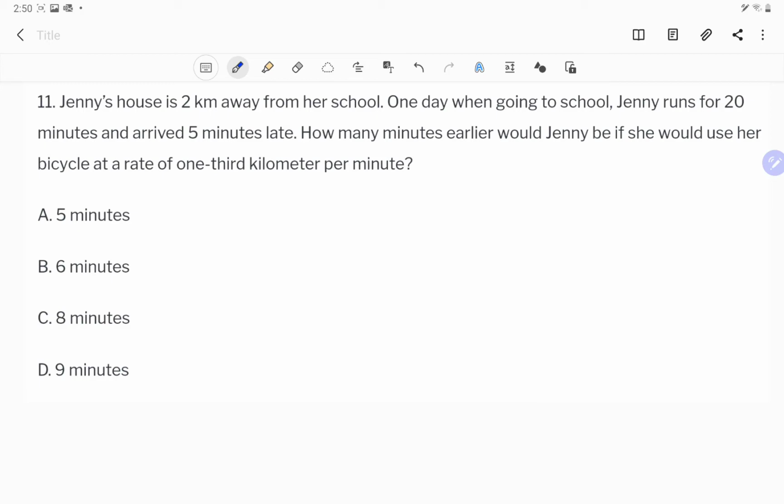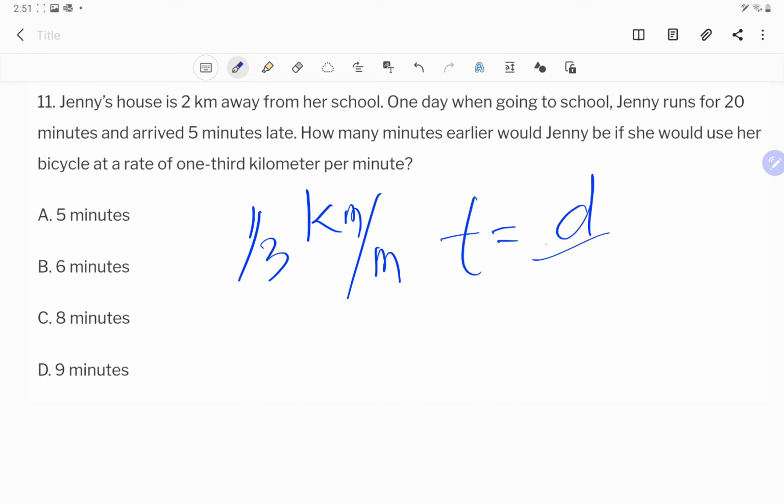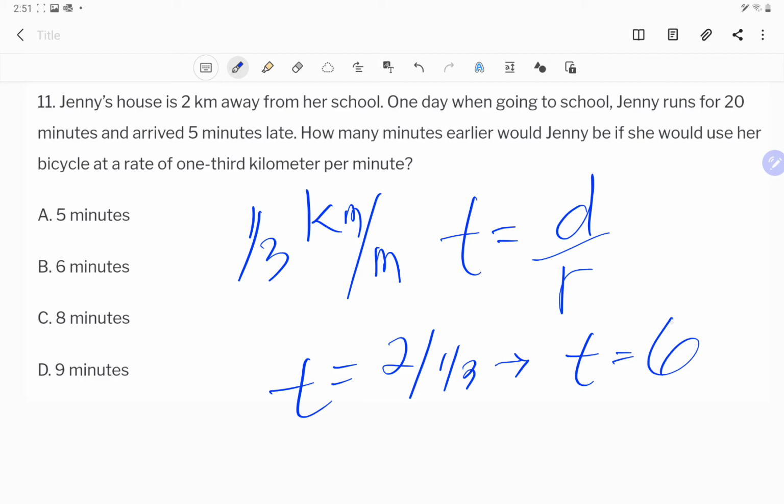Now, she runs for 20 minutes and arrives 5 minutes late, right? She needs to be exactly there in 15 minutes using a bike with a speed of 1/3 kilometer per minute. That becomes t is equal to distance over what? Rate. And then our time is equal to 2 over 1/3. That is equal to what? T is equal to 6.